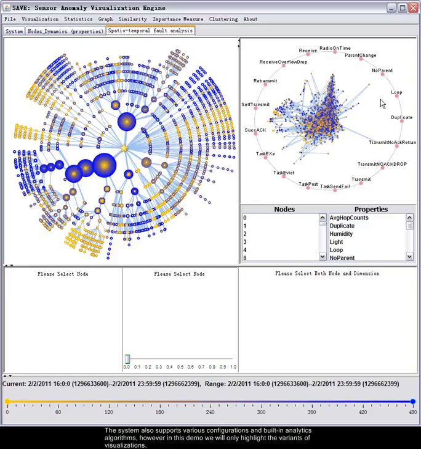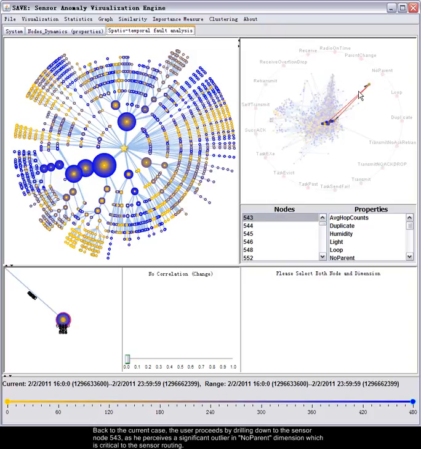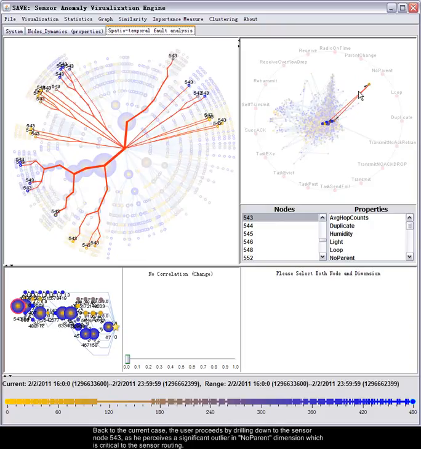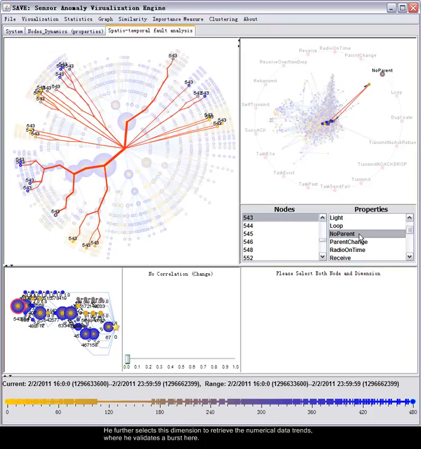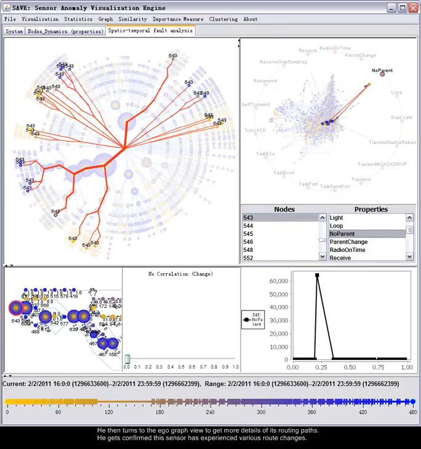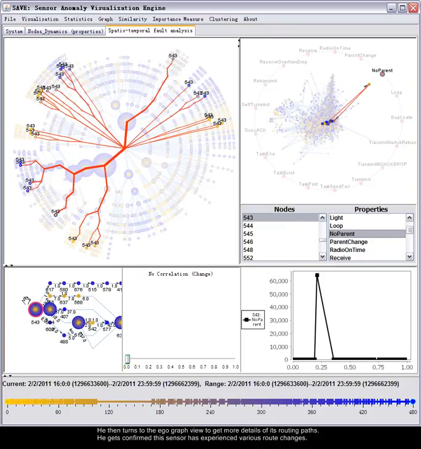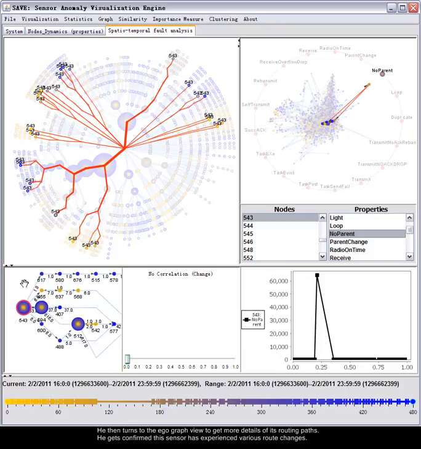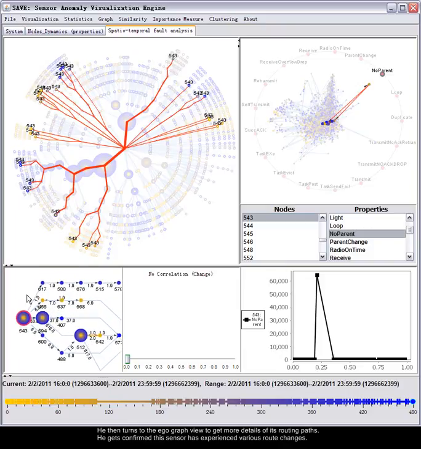Back to the current case, the user proceeds by drilling down to sensor node 543 as he perceives a significant outlier in the no parent dimension, which is critical to the sensor routing. He further selects this dimension to retrieve the numerical data trends, where he validates a burst here. He then turns to the Eagle graph view to get more details of its routing paths. He gets confirmation that this sensor has experienced various route changes.